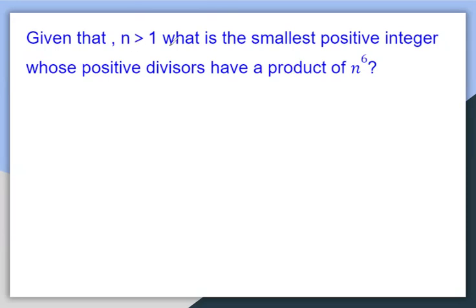We are given that n is larger than 1. What is the smallest number whose positive divisors have a product of n to the 6th power? The question itself is not actually easy to understand. We have a number that we are looking for, which is just n. When you find the divisors and multiply them, the product of the divisors will be equal to the number to the 6th power, which is kind of interesting. And we just want to find the smallest number that will work with this condition.